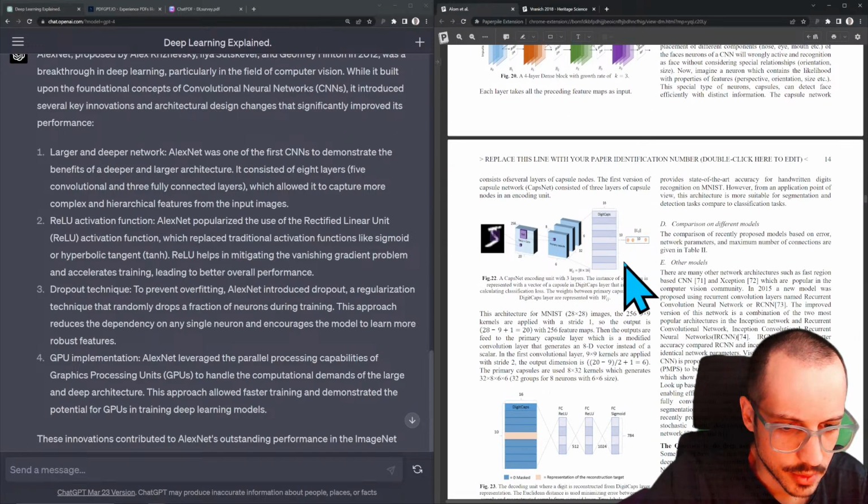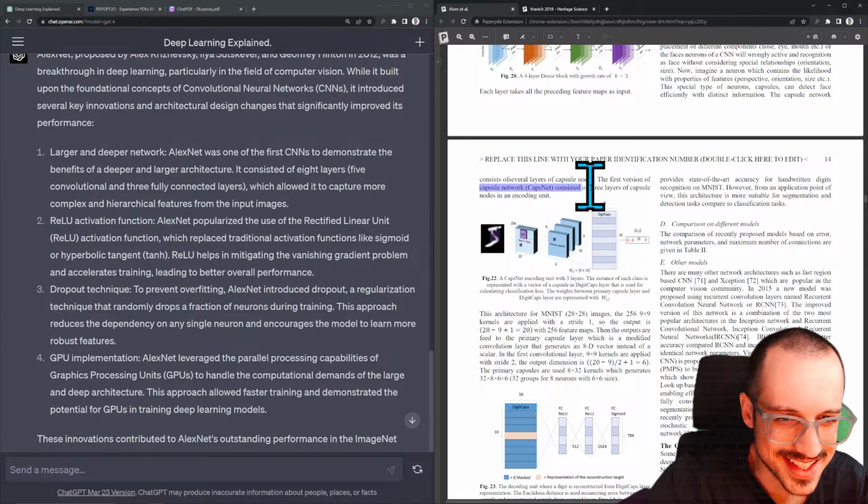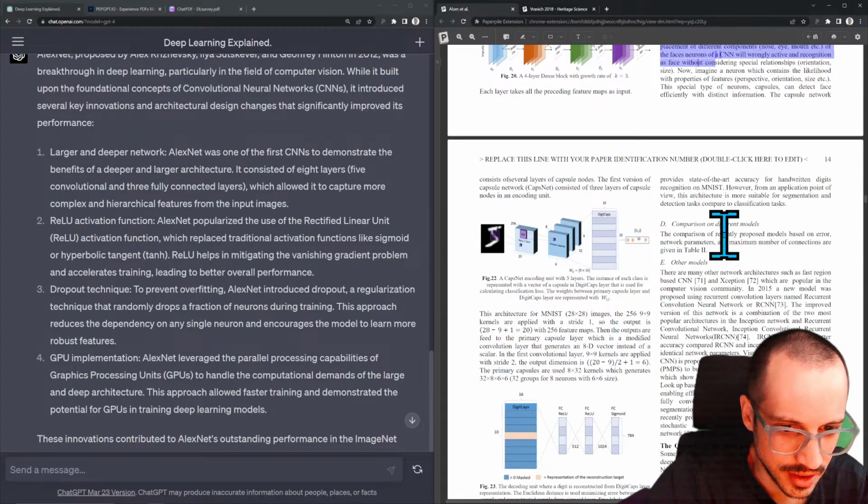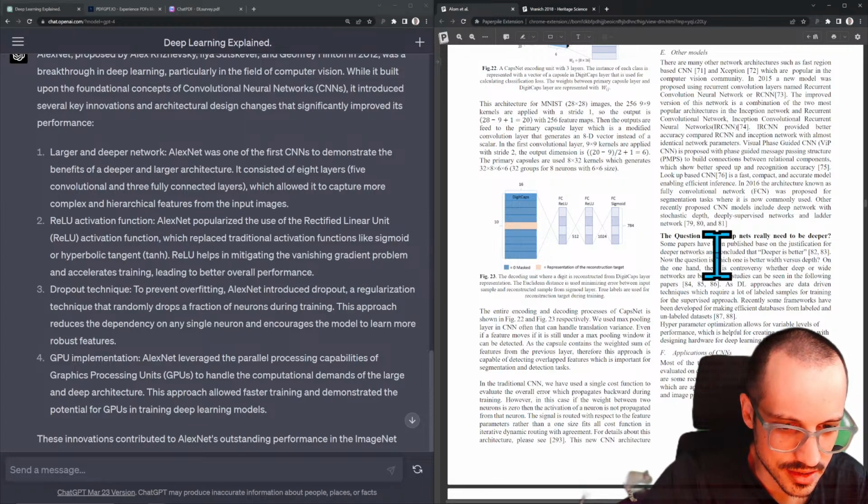Densely connected networks, DenseNet. Is this capsule networks? Yeah, capsule networks. I remember when people thought these were going to be very, very good. These came out of Hinton's lab, I'm pretty sure. And he was promoting them for a while, but I think they just died off.